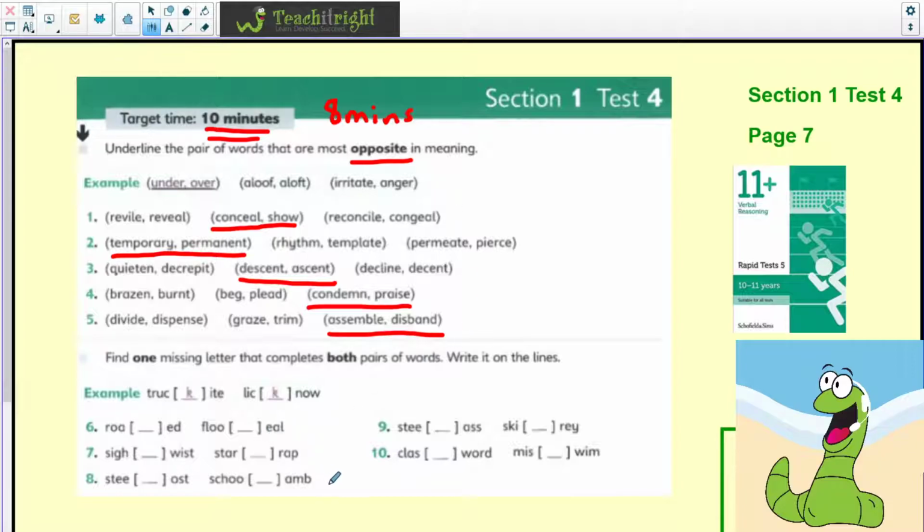Right, let's have a look at the next section. Find one missing letter that completes both pairs of words. Write it on the line. But we are looking at the same letter that needs to finish the first word and start the second. So let's go through what these were. On number 6, we've got R for raw, red, floor and real. Number 7, we're going to insert a T for sight, twist, start and trap.